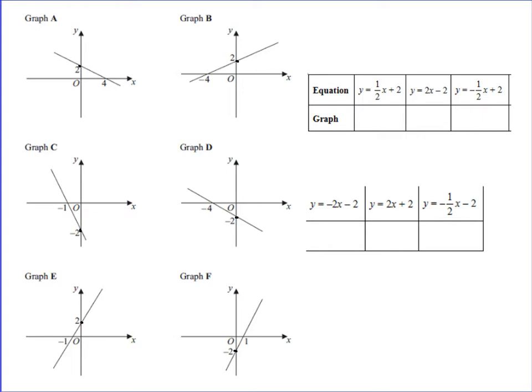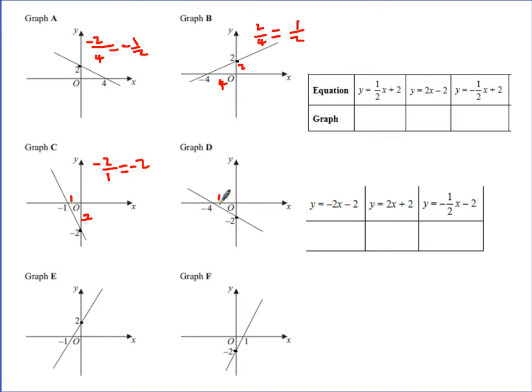What we can then do is start working out the gradients of these graphs. So this is a -2 move, and it's then going 4 across. That'll cancel down to -0.5. This is actually a positive move and a positive move, so it's 2 and 4, so it's a half. This one is 1 and then 2 downwards, so that'd be a -2 there. That's -2 divided by 1, which is -2 overall.